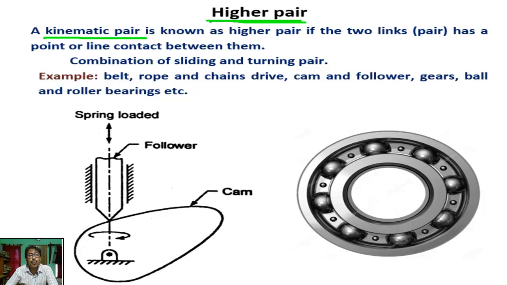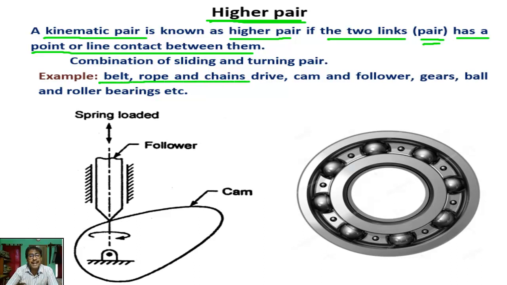Now, what is a higher pair? A kinematic pair is known as a higher pair if the two links of the pair have point or line contact between them. If two links are joined and the relative motion between them has point contact or line contact, then we call it a higher pair. This is a higher pair. A combination of sliding and turning pair is a higher pair.